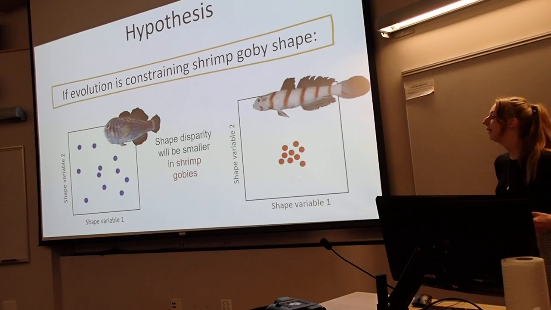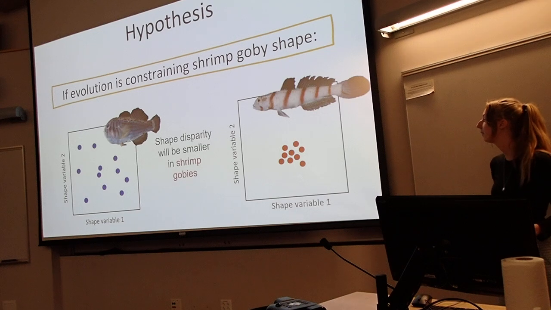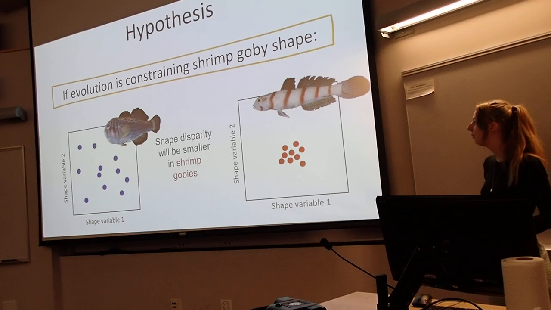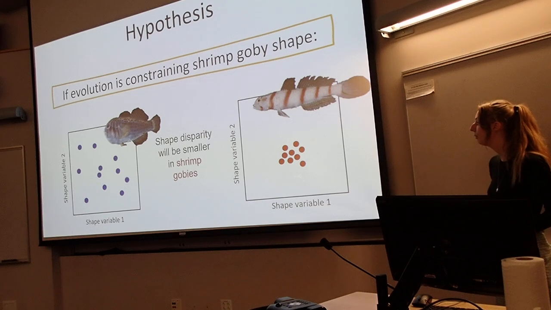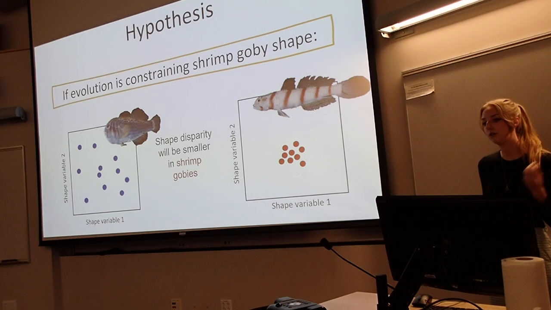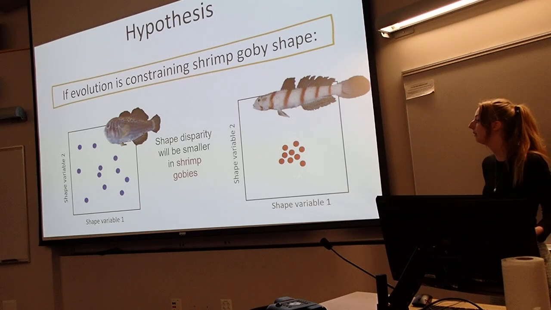Well, if evolution is constraining shrimp goby shape, we expect that shape disparity will be smaller in shrimp gobies. So this is visually represented here. You can think of all of these dots as different species. All of the shrimp gobies, their body shape is going to be really constrained or really similar. They're not going to have wide variation in what they might look like.